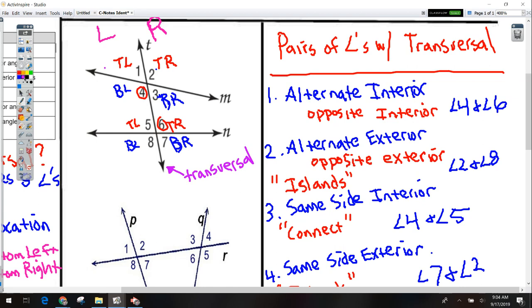Alternate exterior. So again, if we picked 2, it's on the exterior because it's on an island all by itself. If it has to be alternate, if you're on the right side of the transversal, the partner is going to be on the left side.